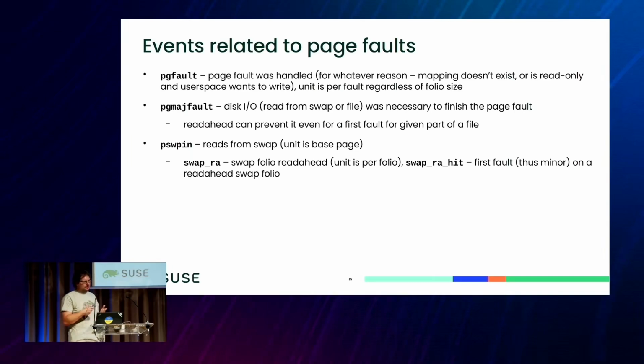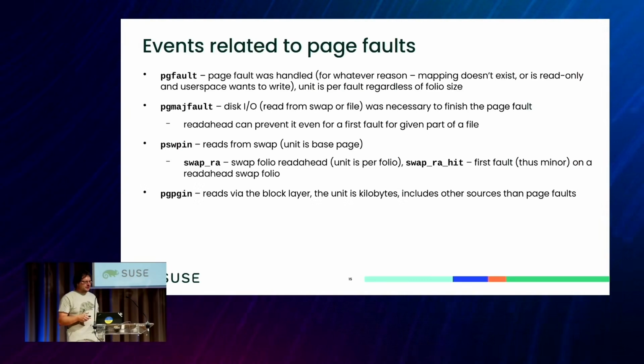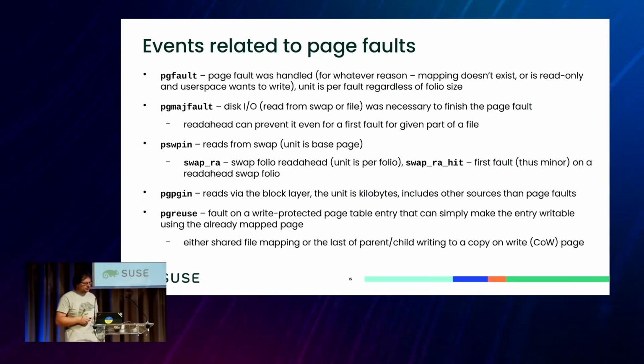Then, when the page fault needs to write data from swap, there's page swapping. It also has counters for its read ahead that's specific to swap and whether it was successful. All reads via the block layer increment the pgpgin counter. The unit is kilobytes, so it is agnostic to page sizes and everything. But it includes other sources like read syscalls, so it doesn't tell you that everything there was caused by the page faults, but page faults contribute to that.